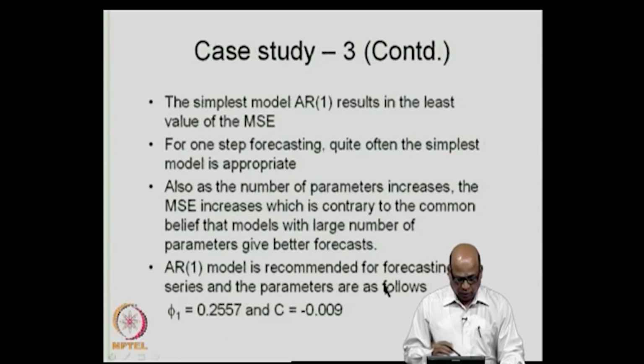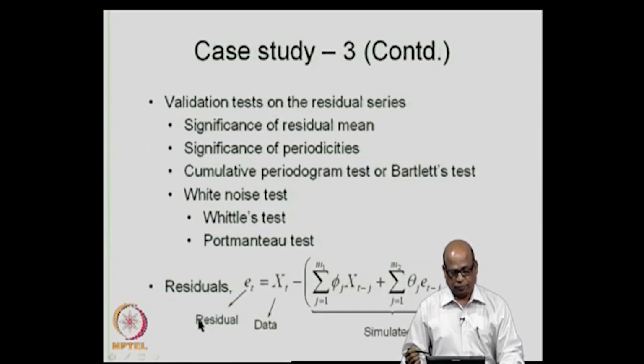So, these are some of the details. For the ARMA 10 model we again give the parameters: phi is 1.2557 and C is minus 0.009. Remember that we are applying these models to the standardized series, and that is why you get these kinds of magnitudes. All right. Now, we will go to the validation tests.